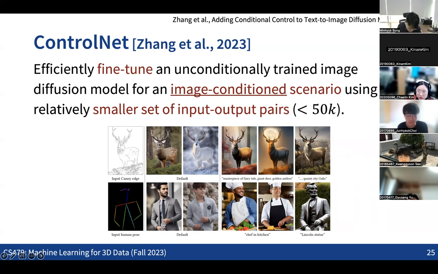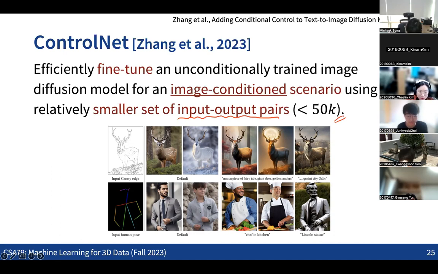I guess most of you might have heard about this idea. But the basic idea of ControlNet is that we want to adapt a pre-trained unconditional diffusion model, especially an image diffusion model like Stable Diffusion, in a way that it can take an image condition. But the number of input and output pairs that we have is much smaller than the dataset that was used to train the unconditional model. So when you only have a very small amount of input and output pairs, like less than 50,000, how can we leverage Stable Diffusion, which is trained with 5 billion images, in a way that we can get good quality images?